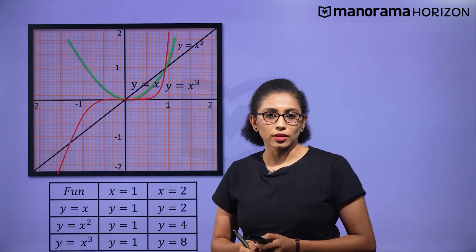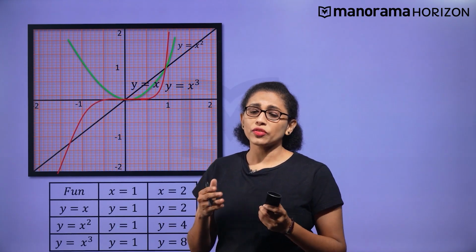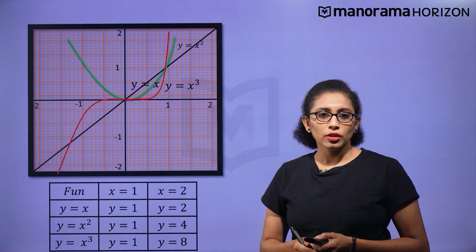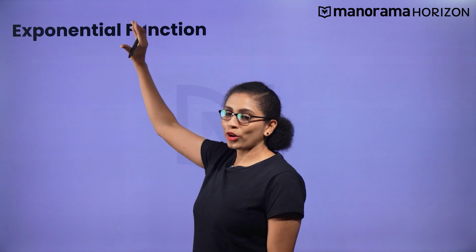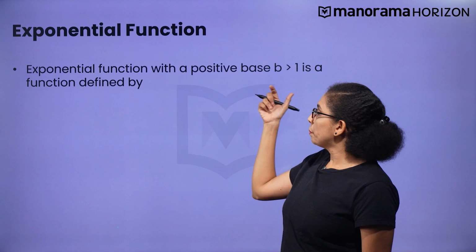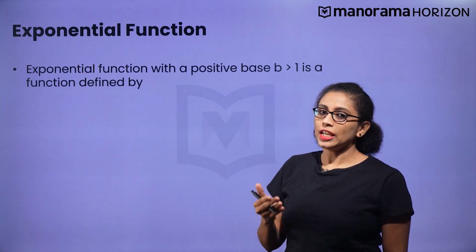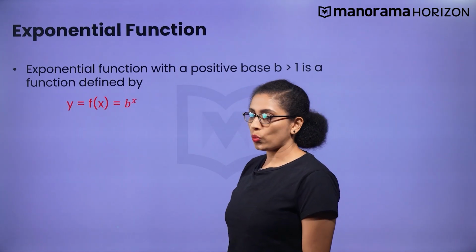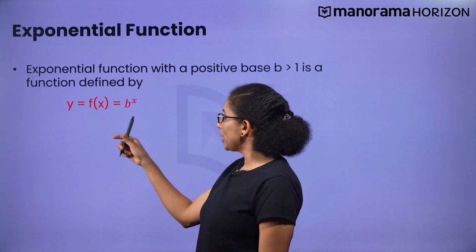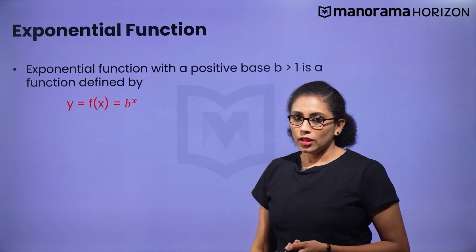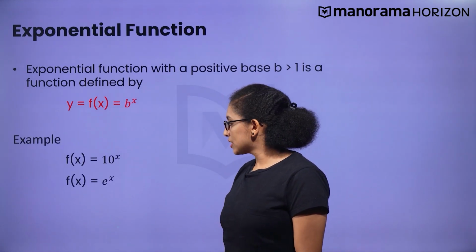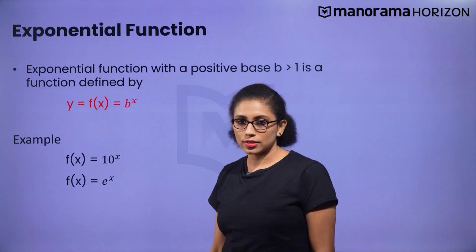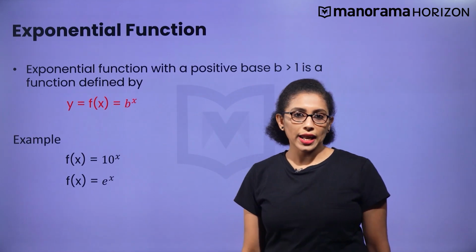Now, I'll ask you a question. Is there any function that grows faster than the polynomial function? Let's focus on that now. These are nothing but exponential functions. An exponential function with a base b greater than 1 is a function defined by y is equal to f of x is equal to b raised to x. For example, f of x is equal to 10 raised to x, f of x is equal to e raised to 2x. These are all of the form b raised to x.